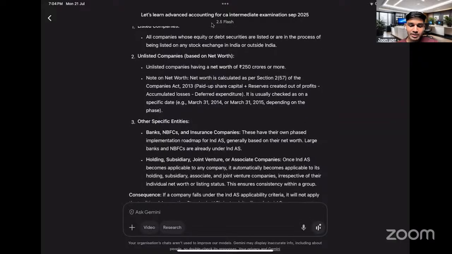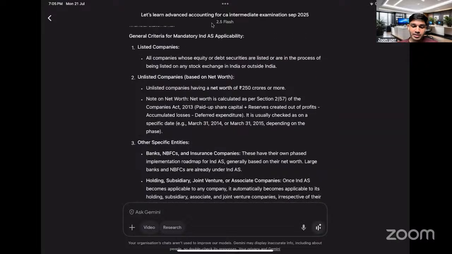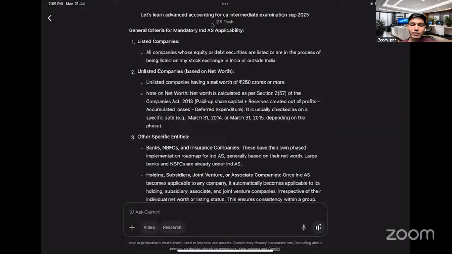Next, unlisted companies based on net worth. Based on net worth, we decide the applicability of Ind AS. Unlisted companies having a net worth of rupees 250 crore or more need to be compliant with Ind AS.